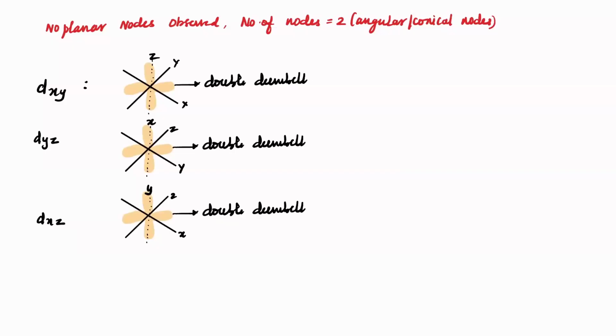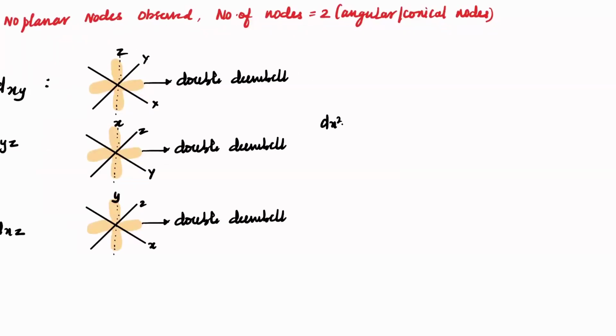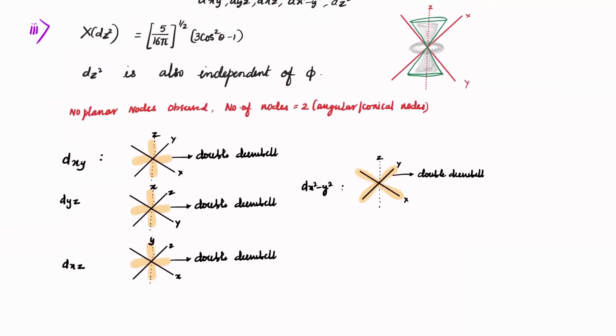And lastly, dx square minus y square. Dx square minus y square would be an orbital which is along the axes now. So it will go like this, along the axes, here and here like this. So that makes it x and y, and this is the z axis. Got it? So this will again be a double dumbbell. And this is how the axes look.